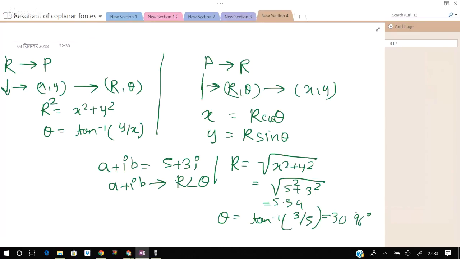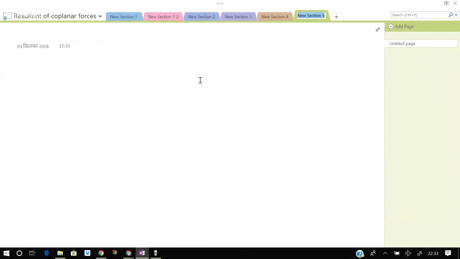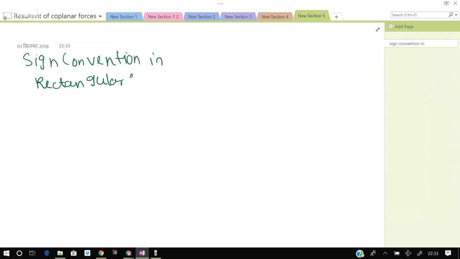Now the second variable we need to understand in complex numbers is the sign convention. So now we'll study sign convention in rectangular form, and we'll have the same thing, sign convention in polar form.